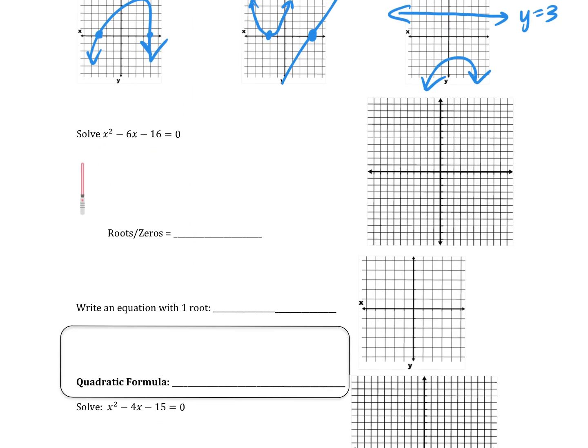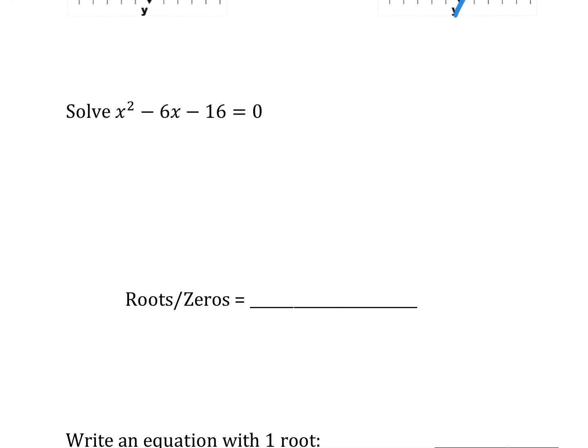Okay, so when I say, hey, go solve this and go find those roots, guys, would we factor or not factor this? Factor. Let's go factor. And we'd have what multiplies to be negative 16 and adds to be negative 6. 8 and 2. Okay. Negative 8, positive 2. And so we practiced that a lot, and now we actually have it set equal to 0.